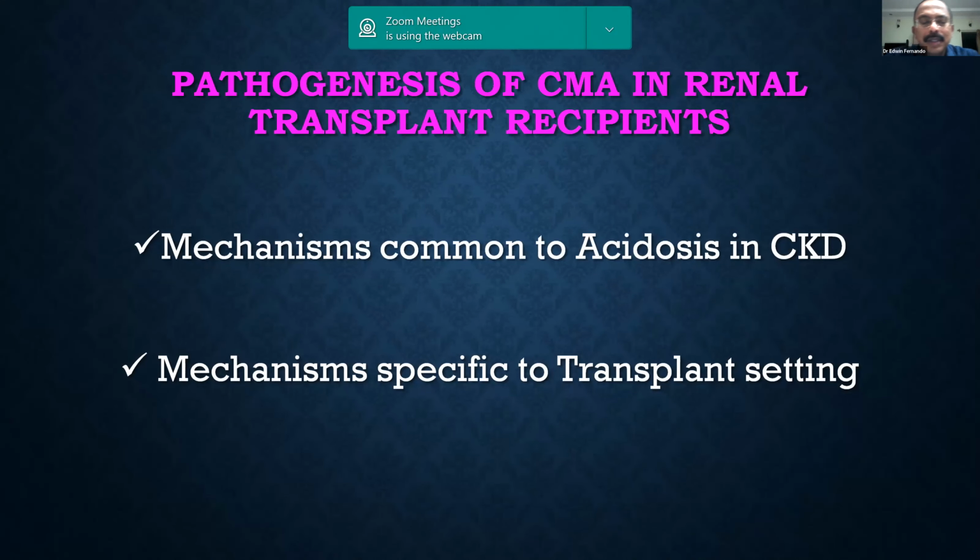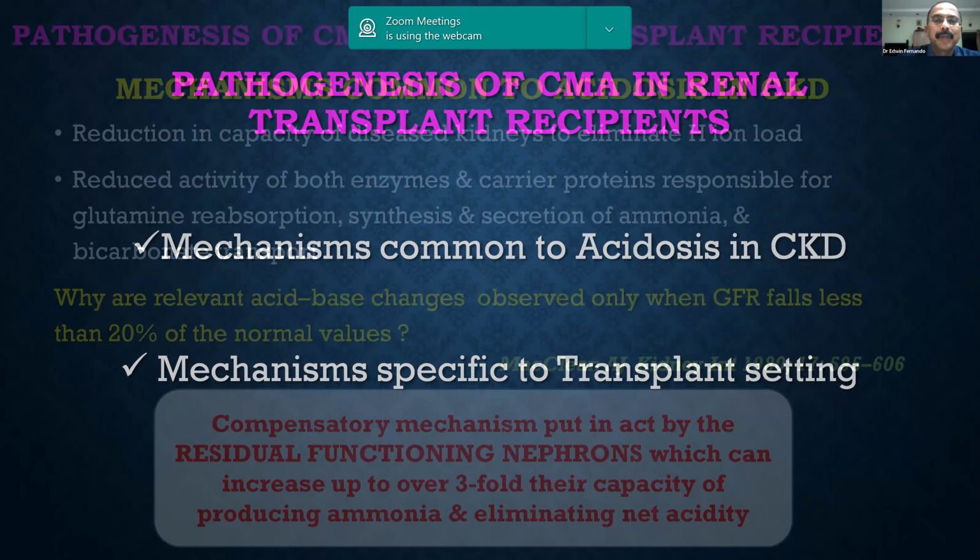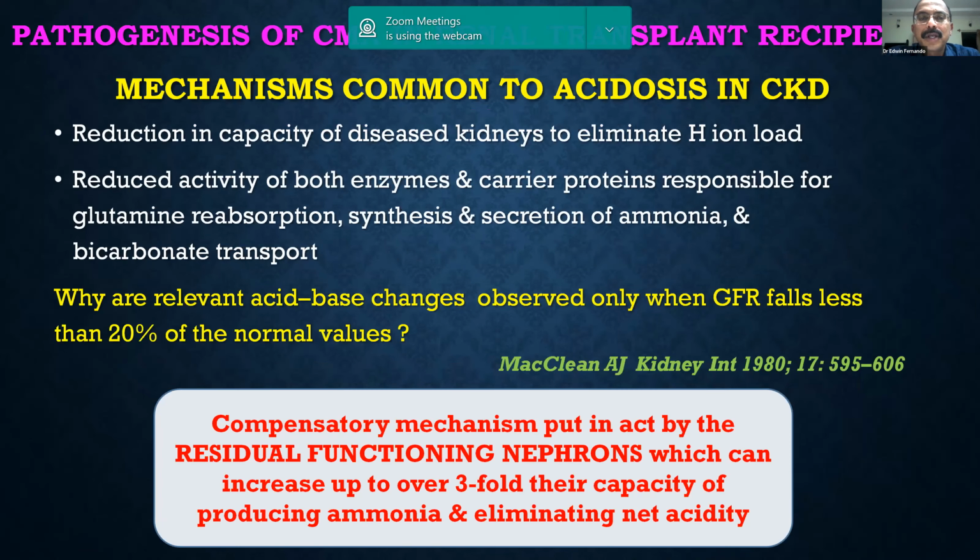So what is the pathogenesis? There are mechanisms common to acidosis in CKD and mechanisms specific to the transplant setting. In CKD, there is a reduction in the capacity of the diseased kidneys to eliminate the hydrogen ion load. So there is reduced activity of both enzymes and carrier proteins responsible for glutamine reabsorption, synthesis, and secretion of ammonia and bicarb transport. Why are relevant acid-base changes observed only when the GFR falls to 20% of the normal values? This is because of the compensatory mechanisms put into action by the residual renal nephrons, which can increase up to threefold their capacity of producing ammonia and eliminating the net acidity.